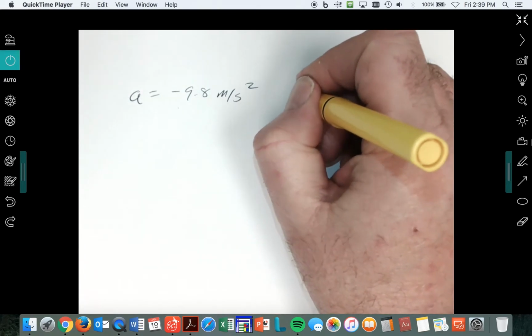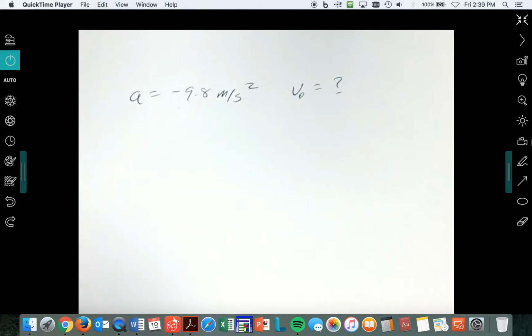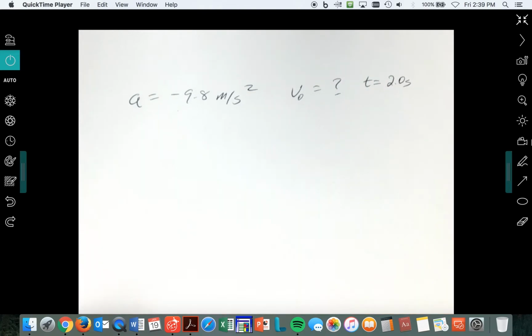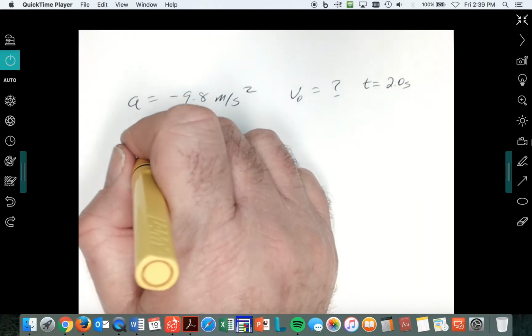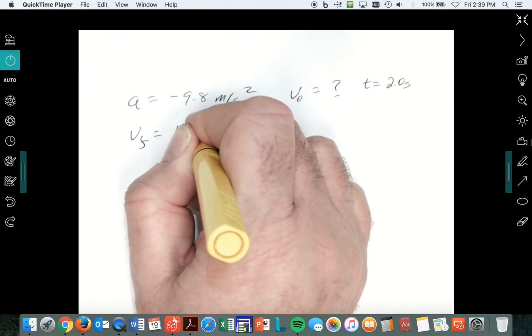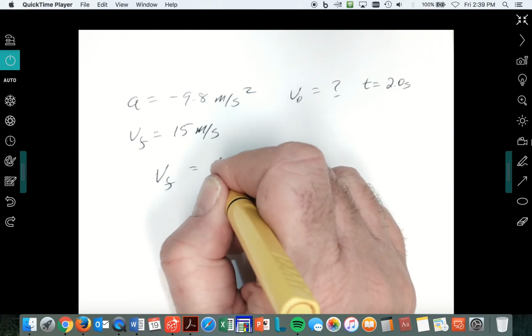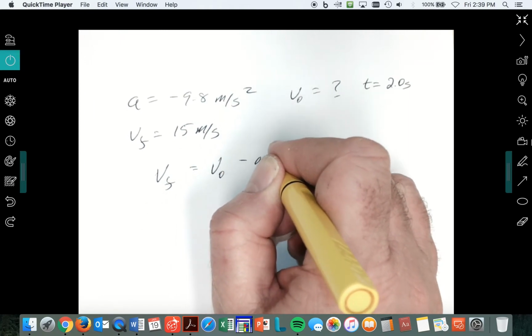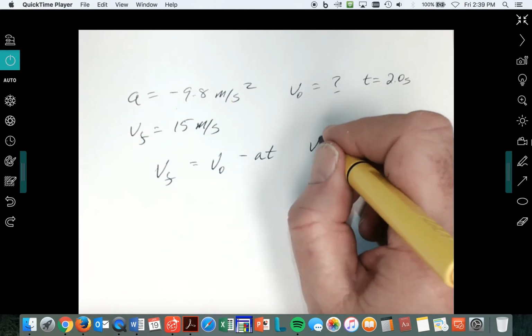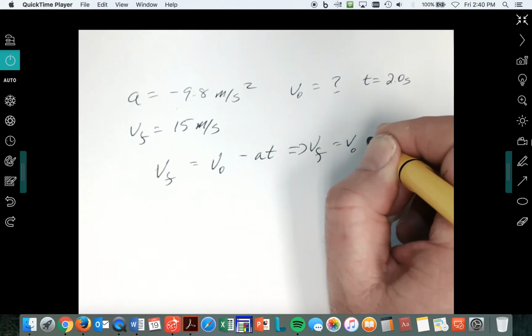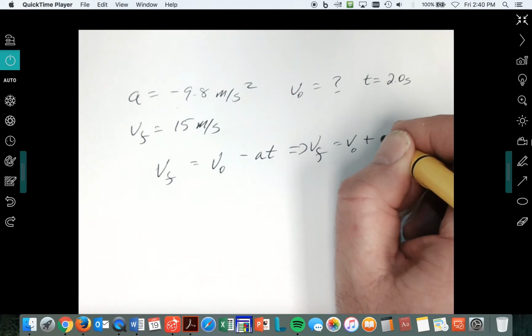So do I know an initial velocity here? No. Do I know a time? Yes. Do I know a final velocity? Yeah. Do I have an equation that talks about the final velocity equals the initial velocity plus the acceleration times the time? Or we have it this way, V equals V naught plus at.